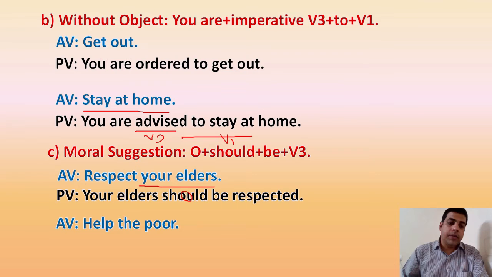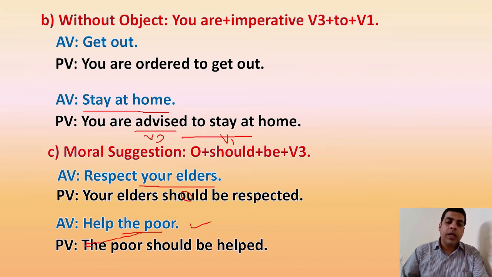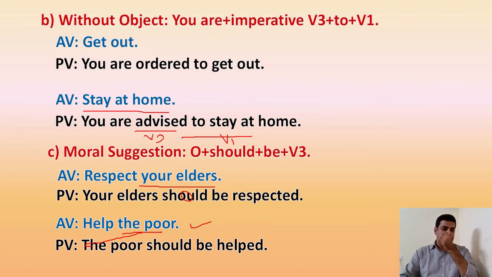If you look at one more example, help the poor. Then what will happen? We have to write this, the poor, in the beginning. The poor should be help, V3 form helped. So the answer will be the poor should be helped. That is the way to do it.